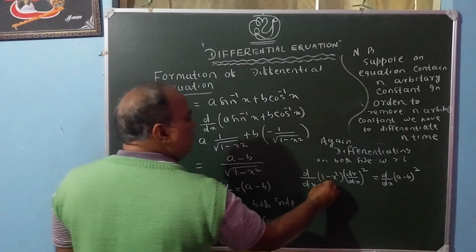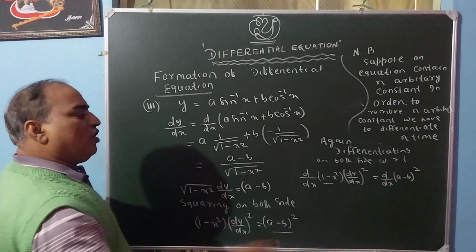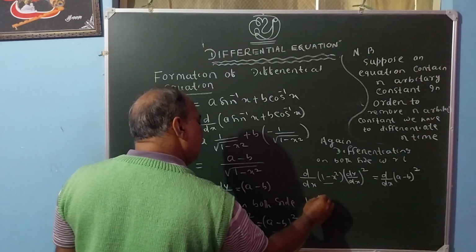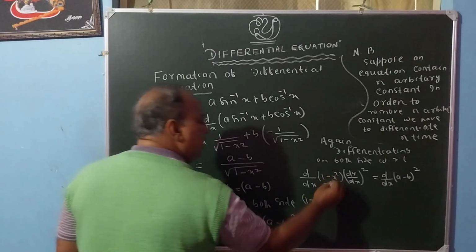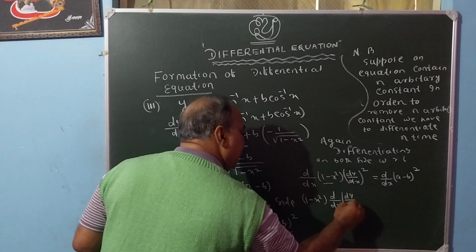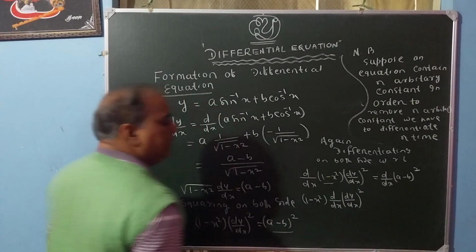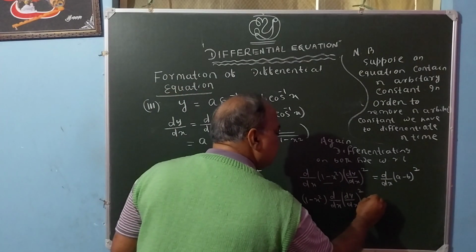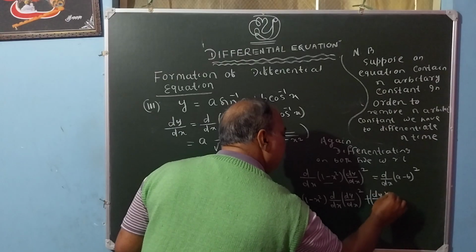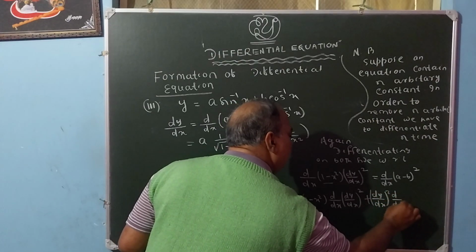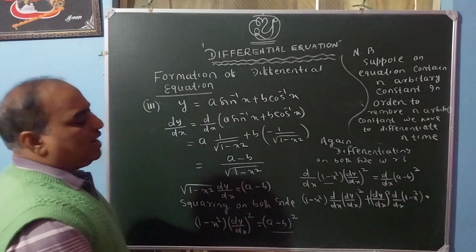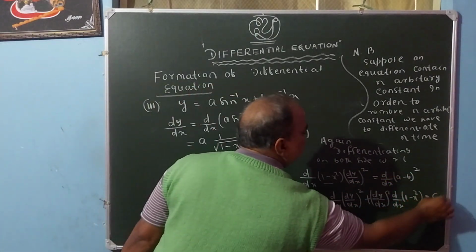Let us take the first as u and the second as v. Applying the product formula: first into derivative of second, write down (1 minus x square) into d/dx of (dy/dx) whole square, plus (dy/dx) whole square into d/dx of (1 minus x square). Here a minus b is a constant. The derivative of a constant is 0.